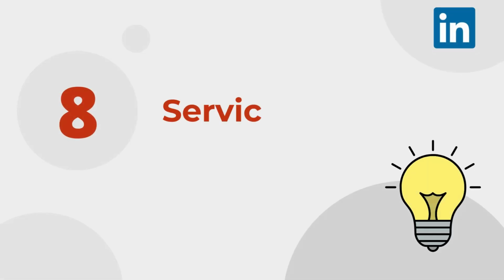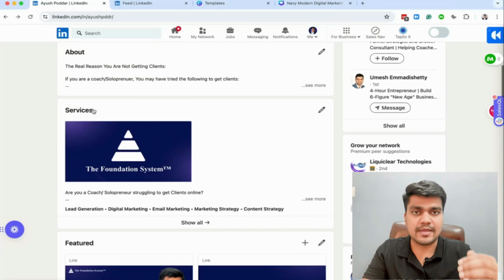All right, let's move to tip number 8, which is your service section. The service section is the place where you can add your relevant skill. It could be anything: lead generation, copywriting, whatever skill is relevant to your profile and which you can provide. You can add it over here, and also set up your service page just like how I did.